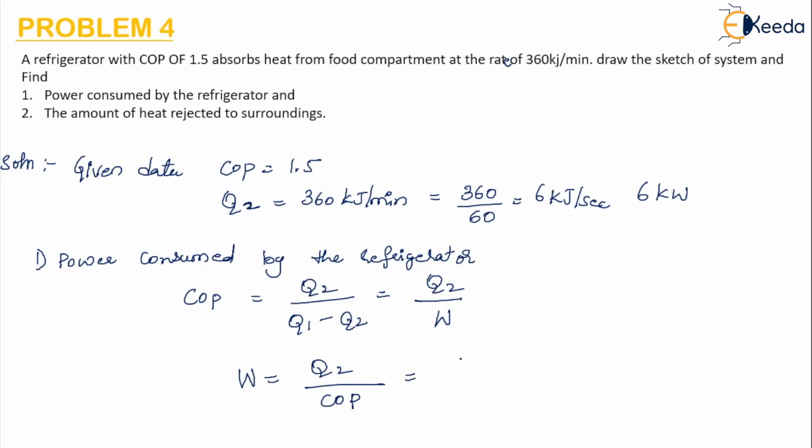So we will get 6 divided by 1.5, that is 3.3333 kilowatt.